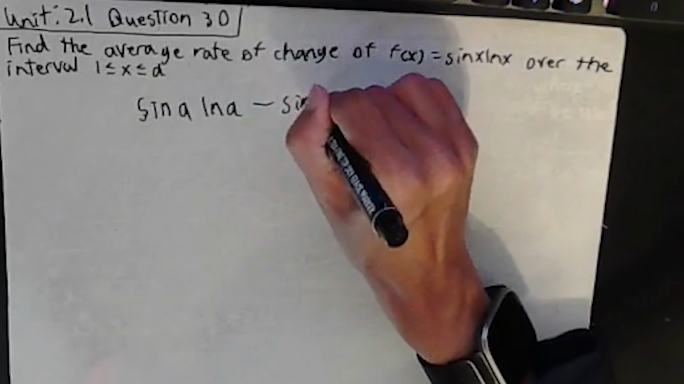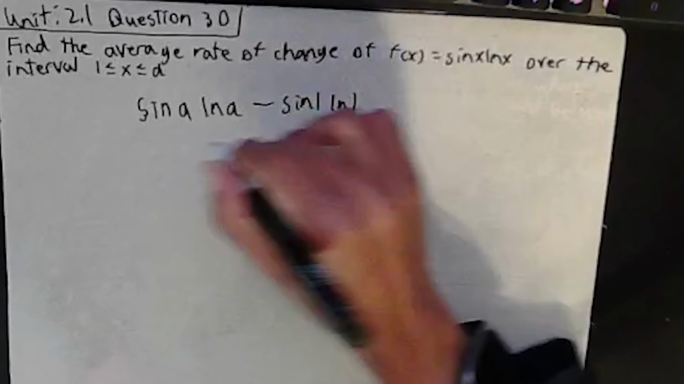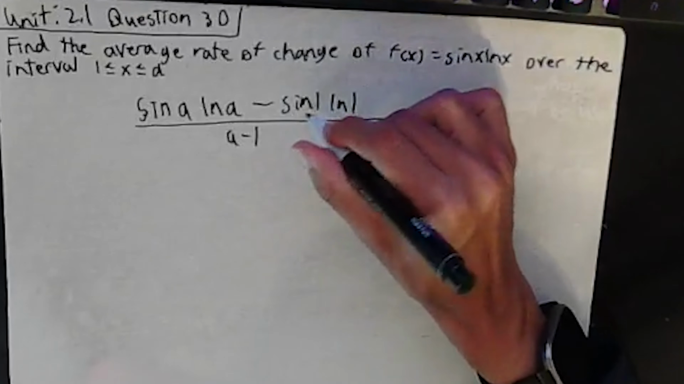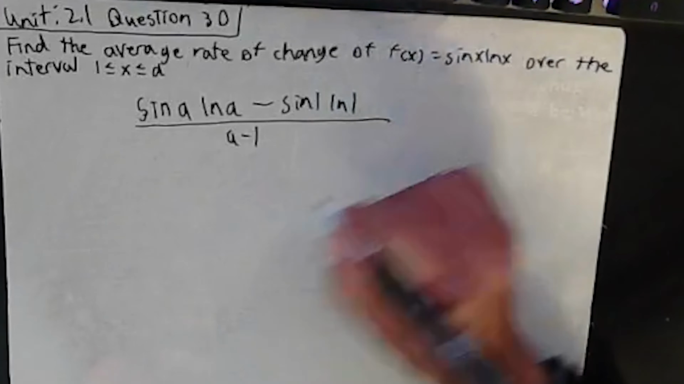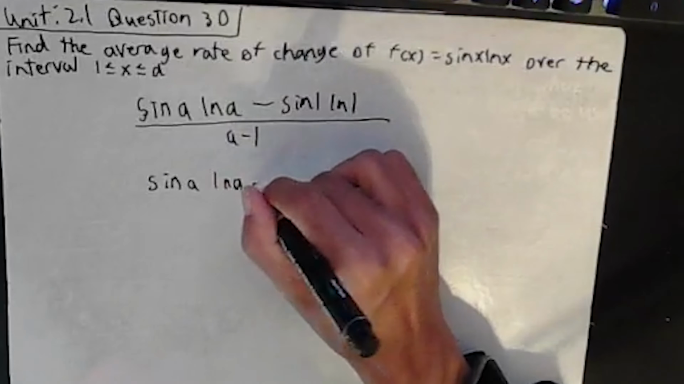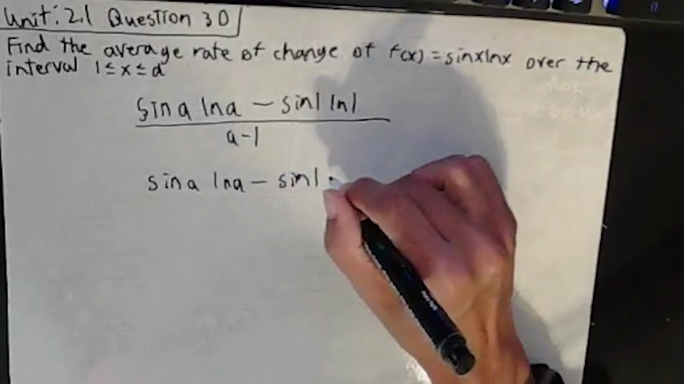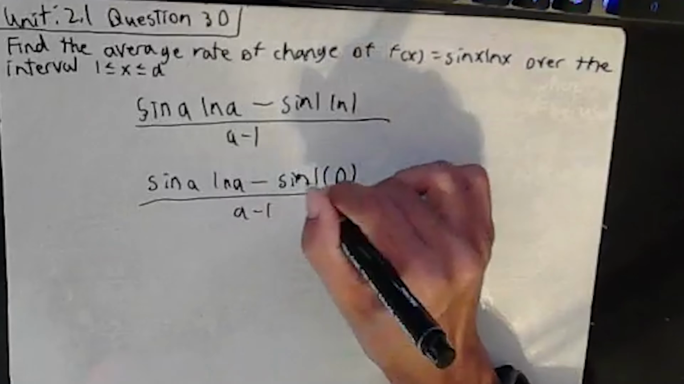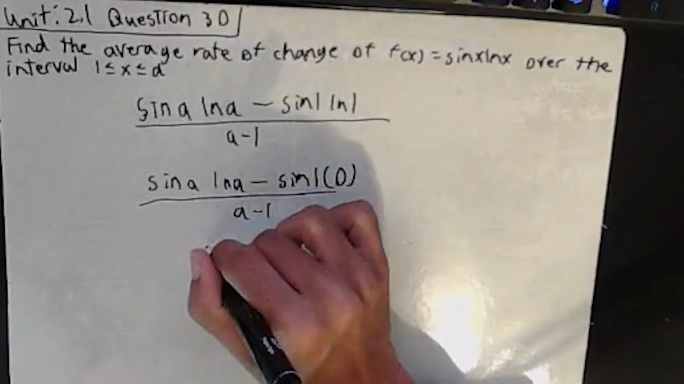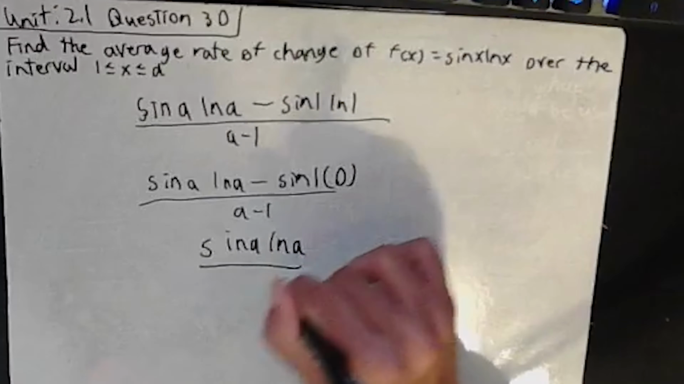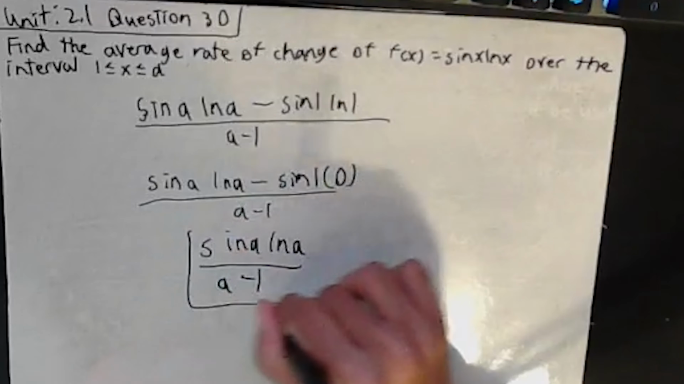And then we're going to plug in 1 into all the x's. So sine 1 ln 1. And then over a minus 1. Now we don't know what sine 1 is, but we know ln 1 is 0. So let's simplify that a little bit. Sine a ln a minus sine 1 times 0. And we know that anything times 0 is also 0. So we can just remove all of this part. So our final answer is sine a ln a over a minus 1.